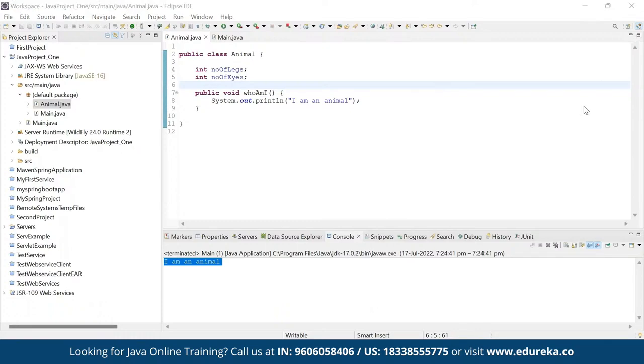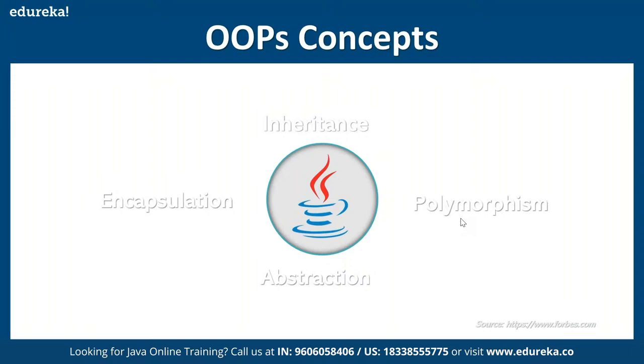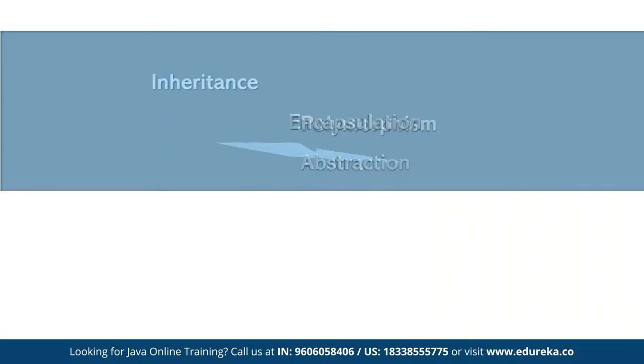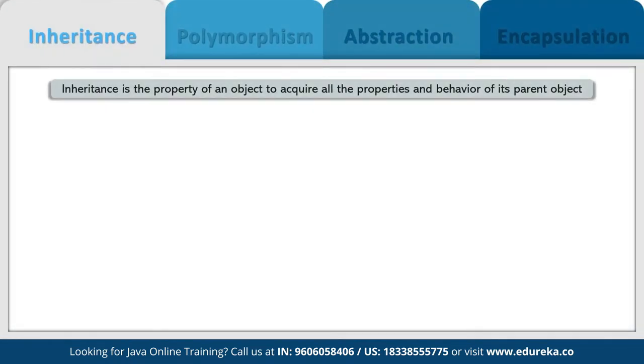We will quickly move on to the object-oriented programming concepts: inheritance, polymorphism, abstraction, and encapsulation. First, what is inheritance? What is the literal meaning of inheriting? Inheriting is nothing but acquiring the properties of the parent object, right? Acquiring the properties of somebody else is called inheriting. The literal meaning is also the meaning of the object-oriented programming concept of inheritance.